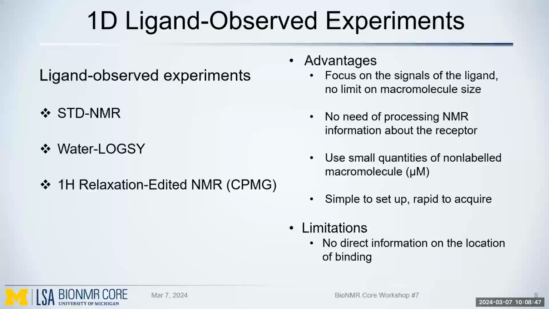Those methods only require small quantities of non-labeled macromolecules, generally like 5 to 10 micromolar. And they are all 1D NMR experiments that are very simple to set up and also rapid to acquire. In less than 1 hour of experiment, you can get a yes or no answer on whether the ligand binds to the macromolecule. And those methods also have limitations because we focus on the signals of the ligand. We will not get direct information on the location of binding. So if you want to know the binding site, you have to use other methods like those protein observed methods or other X-ray crystallography methods.